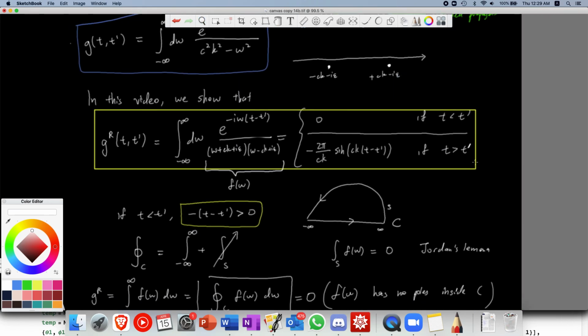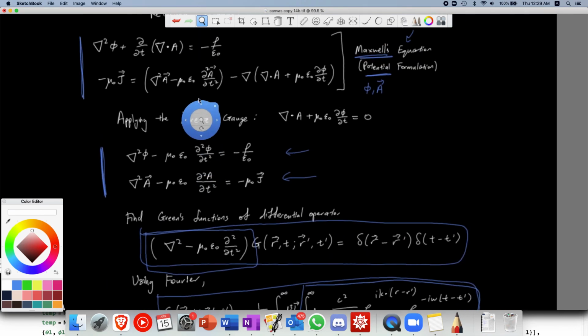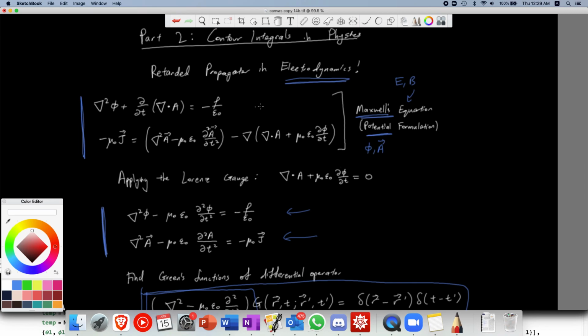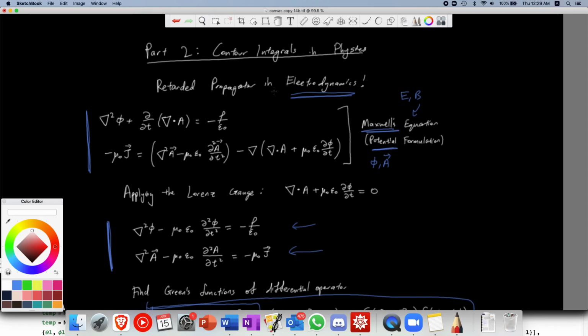And so we see that we have in fact solved this integral for the two cases where t is less than t prime and t is greater than t prime. And with that, we've come to the end of the video. I hope that this video has illustrated to you how to solve the retarded propagator in electrodynamics in the Lorenz gauge, and more importantly, how contour integrals may appear in physics in the most unexpected manners in electromagnetism.